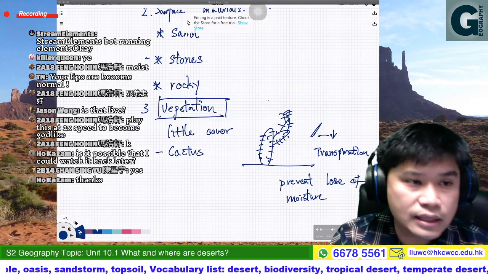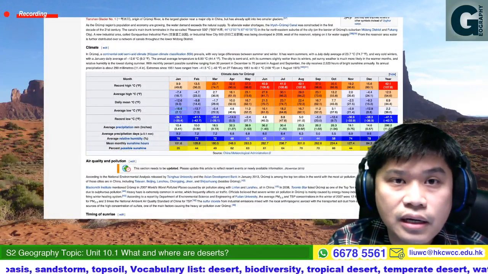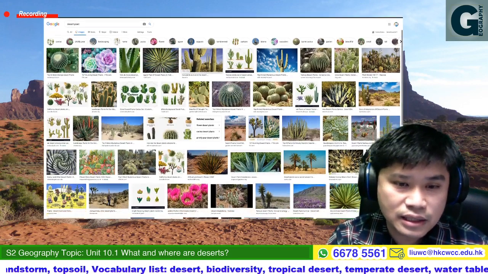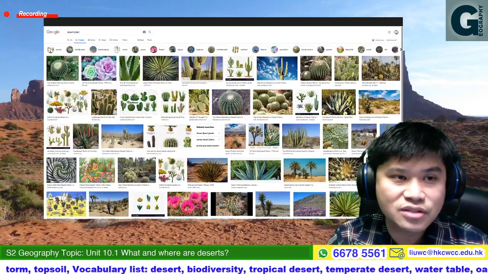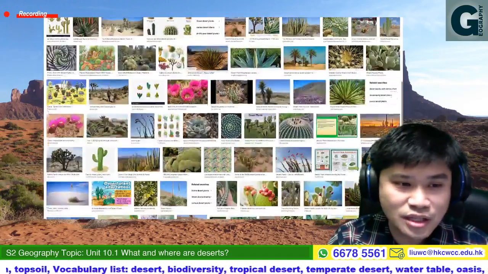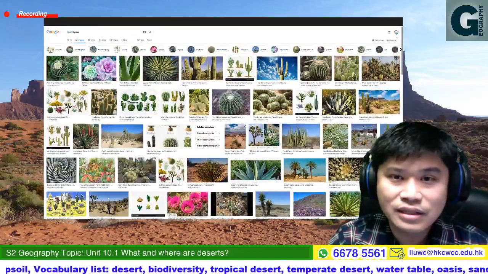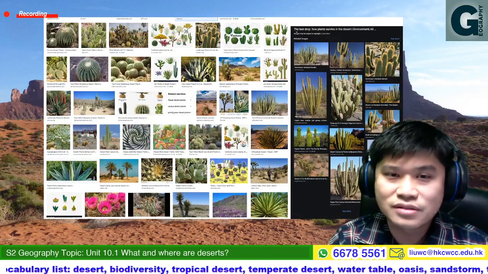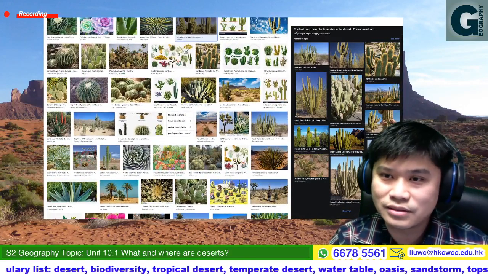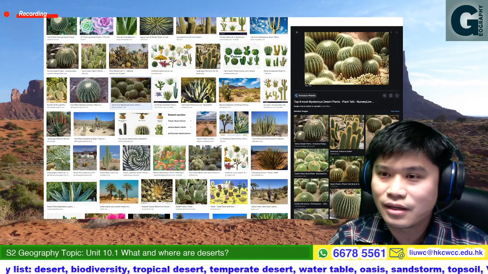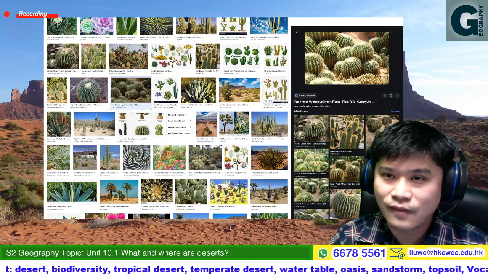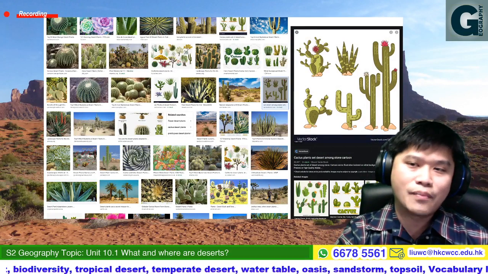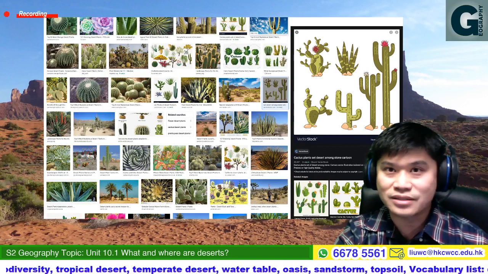Right now you may have a look here. I have found some different kinds of cactus, or different kinds of vegetation, in the desert. You can see that even for the cactus, there could be different types. This one is like a spear, and that one could be very famous in Central America, like Mexico.